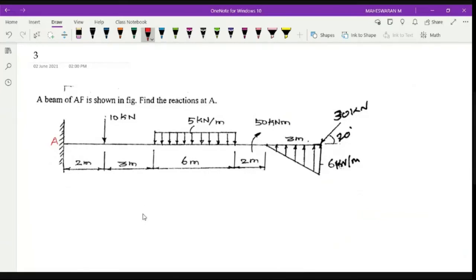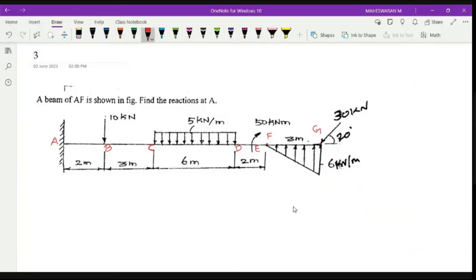So let me name this first. Let me call this A, this B, C, D. This point is E. E is at the center, that is at 1 meter. Okay. F and G. These are my overall values.